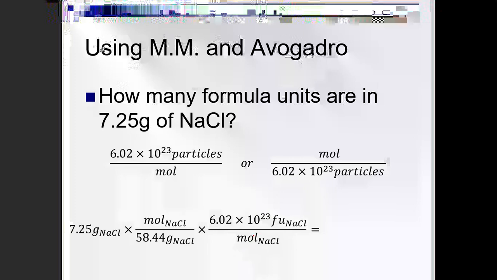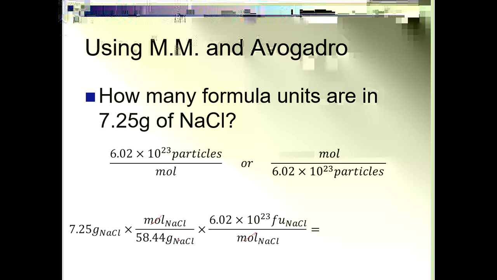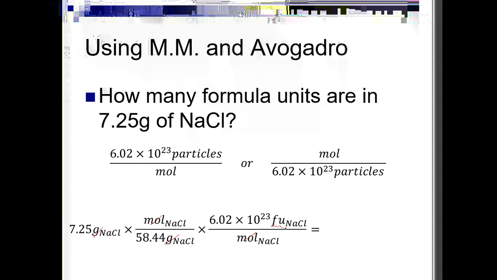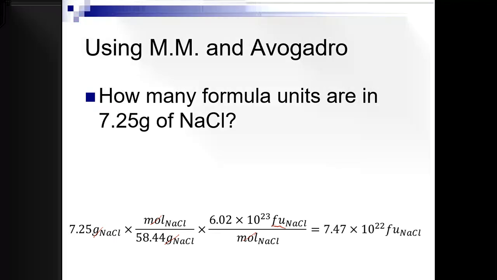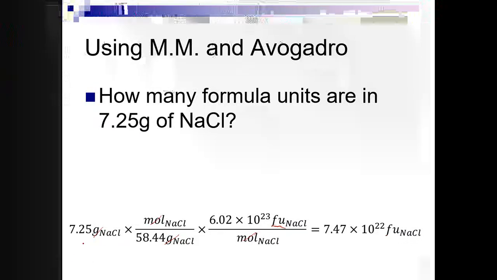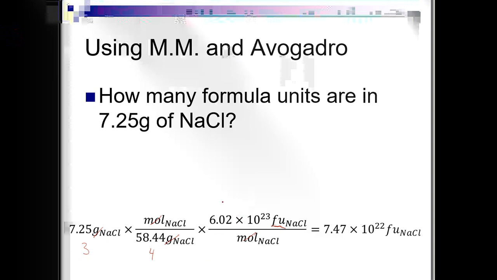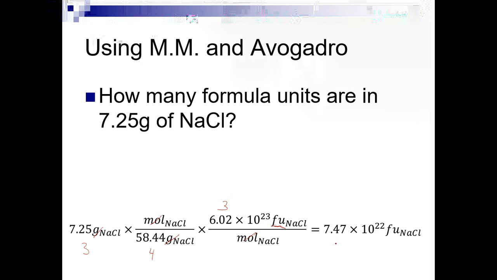At this point, moles have canceled, grams have canceled. I'm only left with formula units. Yes, I used the abbreviation FU. Formula units of sodium chloride, and then I just do my math, and I find that I have 7.47 times 10 to the 22nd formula units of sodium chloride. Sig figs, this is 3, this is 4, this is 3, so this has to have 3 sig figs.